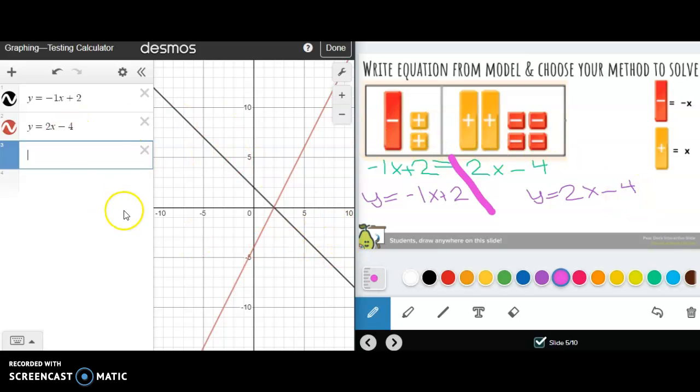All right, so I've got both of them graphed. I'm going to click either one of those lines. My intersection point pops up right where my lines meet. I only care about the x, so x equals 2 would be my final answer.